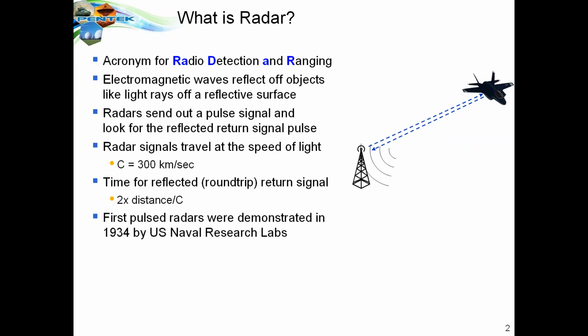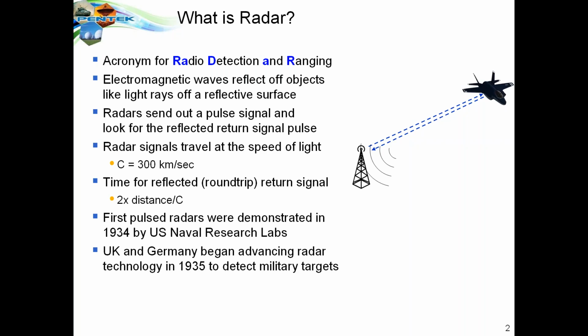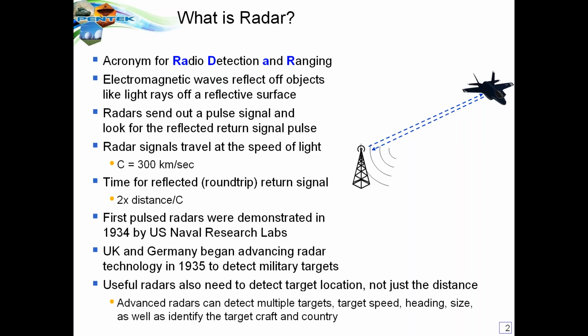The first pulsed radars were demonstrated in 1934 by the U.S. Naval Research Labs. In 1935, UK and Germany both began advancing radar technology to detect military targets.